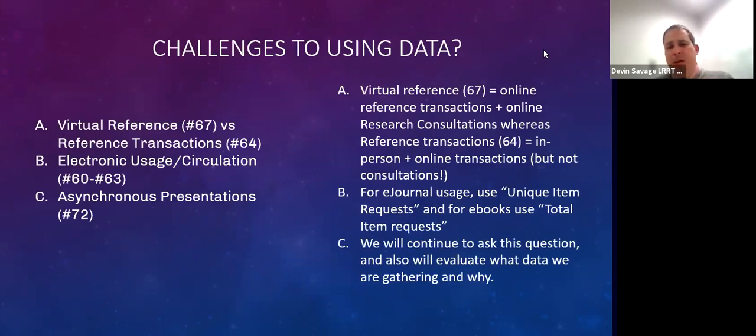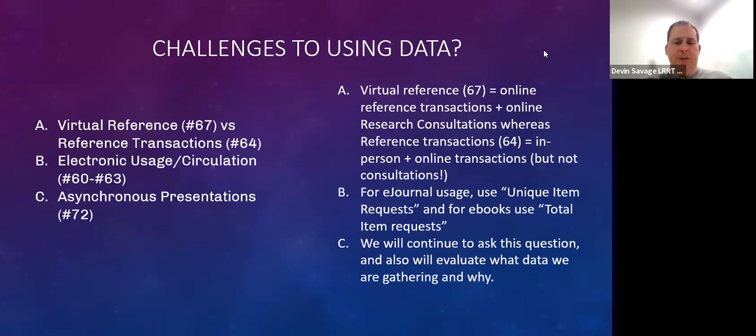And here are some examples of challenges on the individual questions. Virtual reference versus reference transaction has long been an overlapping thing. I think it became a lot more clear to people during the lockdown and COVID pandemic: okay, we're doing these activities here and we count some of these because they're virtual, and the important thing is that we're gathering virtual interactions, but we also want to know overall reference transactions and overall research consultations. So you're gathering different data points and reporting them in a sort of Venn diagram.